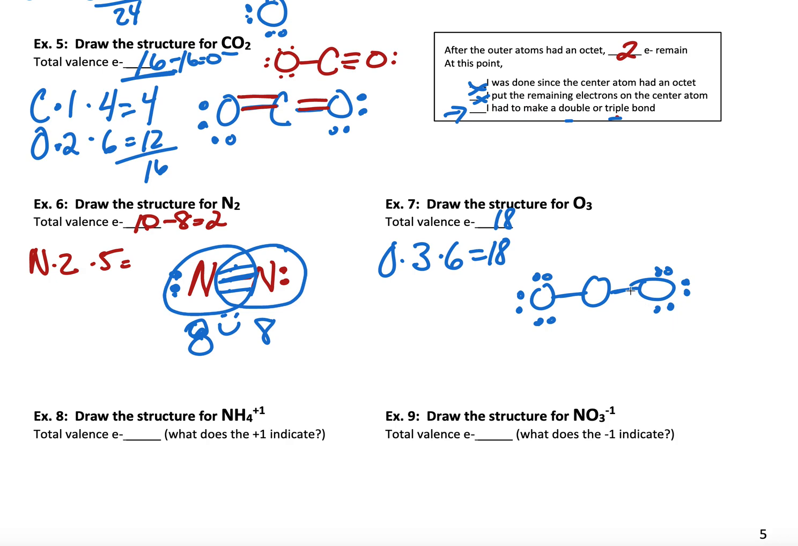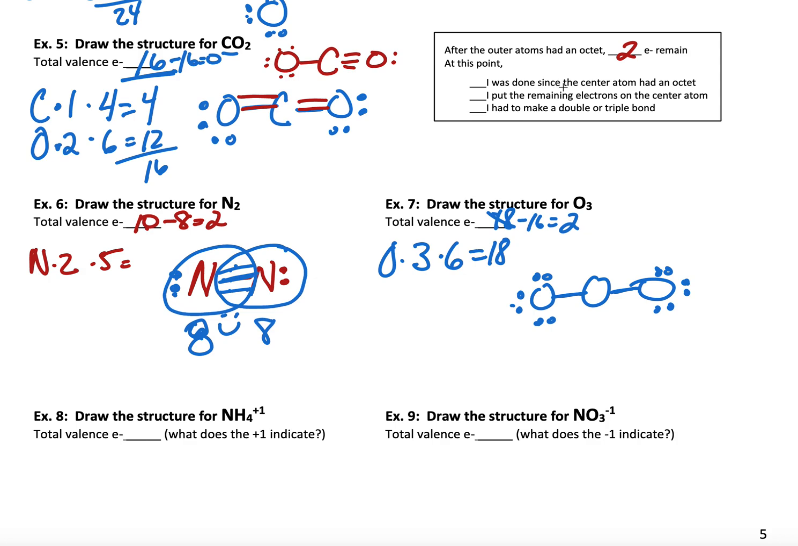So let's look at our total. We've got 2, 4, 6, 8, 10, 12, 14, 16. 18 minus 16 leaves us with 2. We have 2 electrons remaining. So let's go through our checklist. This should start to get in your head. You shouldn't have to write this down all the time, but you should start thinking of this in your head.